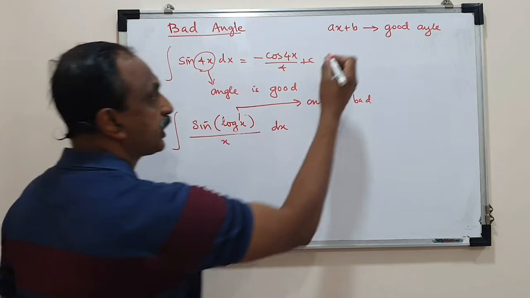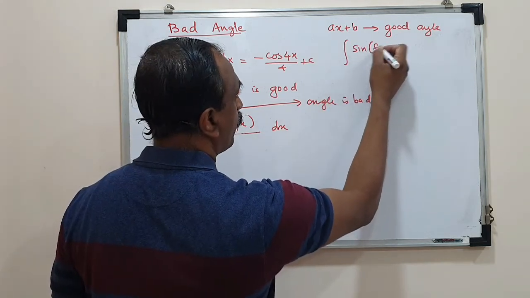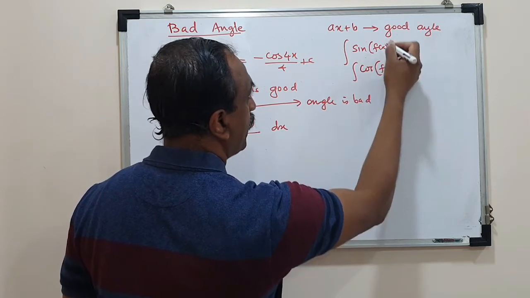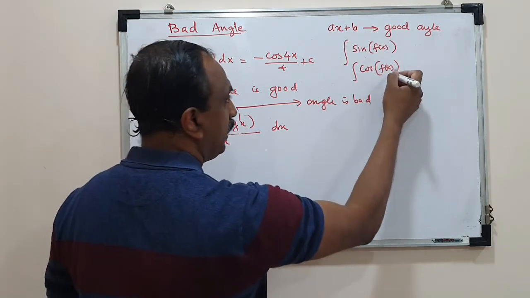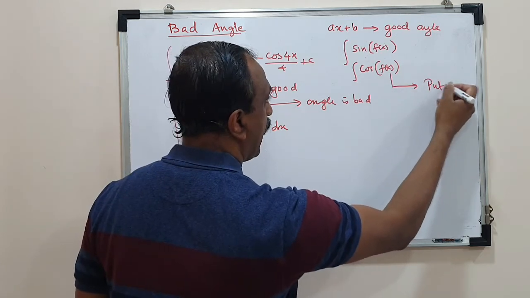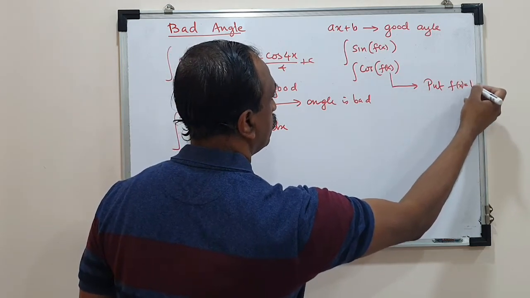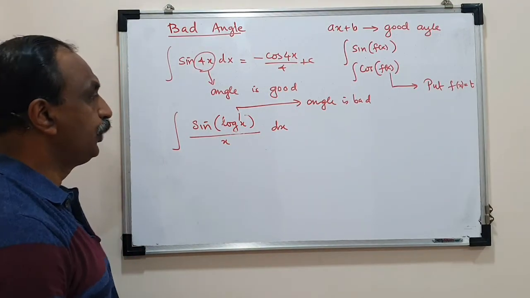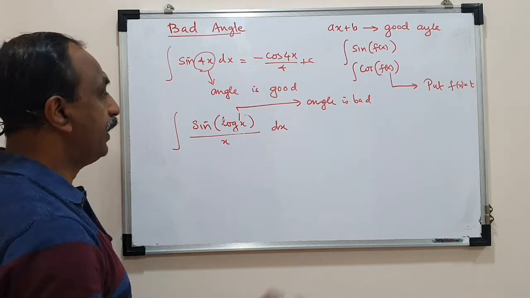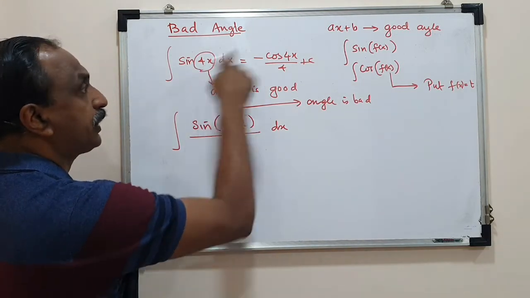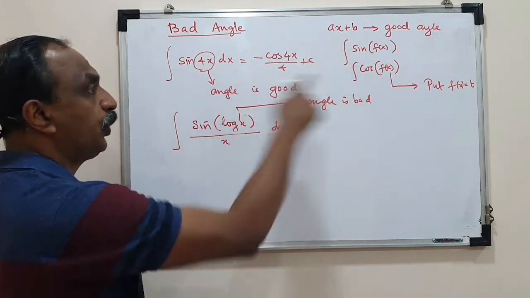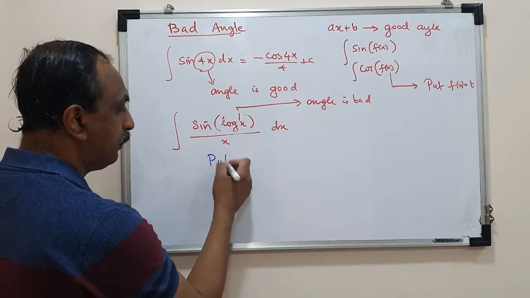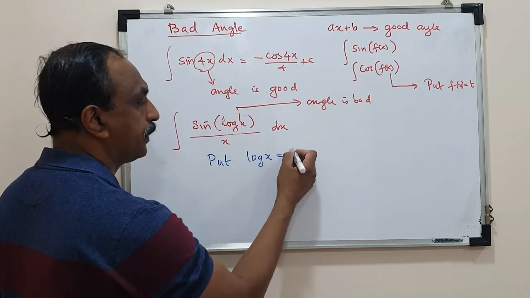But if any other function comes, like sine of f of x or cos of f of x, where the angle part is other than linear, then your method is to put the angle part as t. You are making it linear in fact by putting log x as t. So you need to recognize this very easily. Whenever the angle part is not linear, you cannot integrate directly. In that case, put the angle part as t.